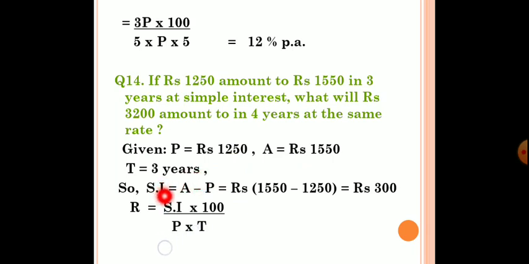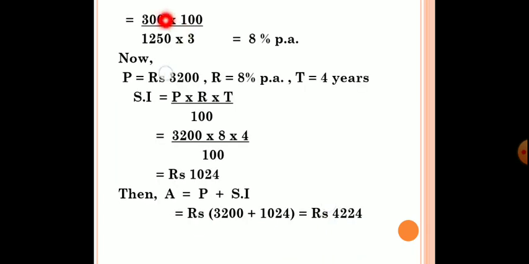So from this amount and principal we can find out the simple interest. So simple interest equals amount minus principal, that is equal to rupees 1550 minus 1250, that is equal to rupees 300. So rate of interest is equal to simple interest into 100 divided by P into T. So putting the amounts in the formula, that is simple interest 300 into 100 divided by principal 1250 into 3, that is the number of years. So solving this, my answer will be 8%. So the rate of interest is 8% per annum.